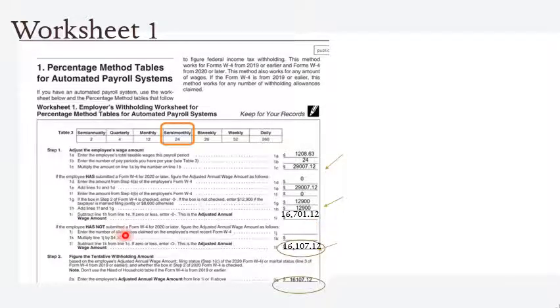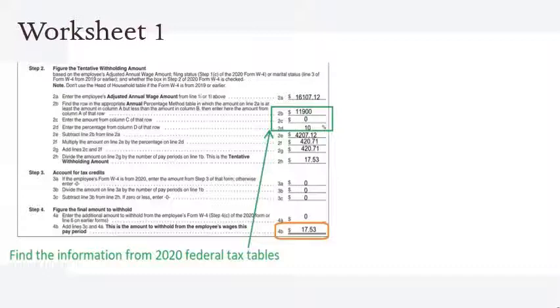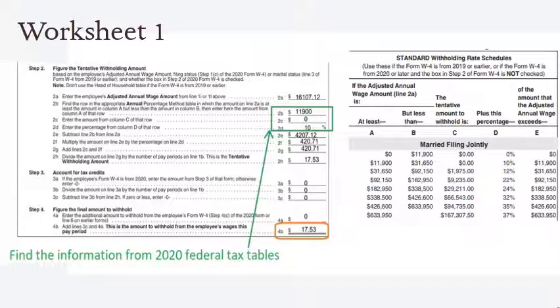He doesn't have any allowances claimed on his W-4, so his adjusted annual wage stays the same at $16,107.12. Now let's take a look at step 2, where we have to figure out the tentative withholding amount. We enter the adjusted annual wage that we figured out on the previous slide. For these next two steps, let's look at that withholding table again. Looking at his adjusted annual wage amount of $16,107.12, he's going to fall within this range right here.